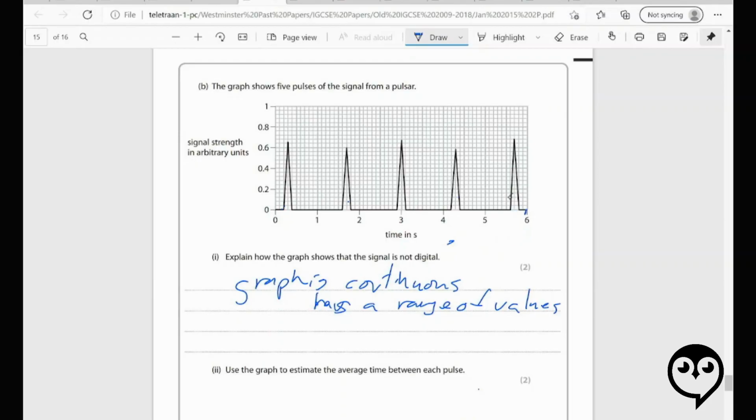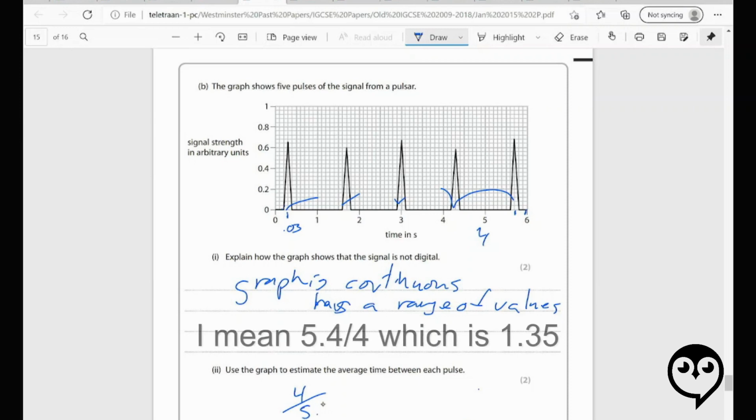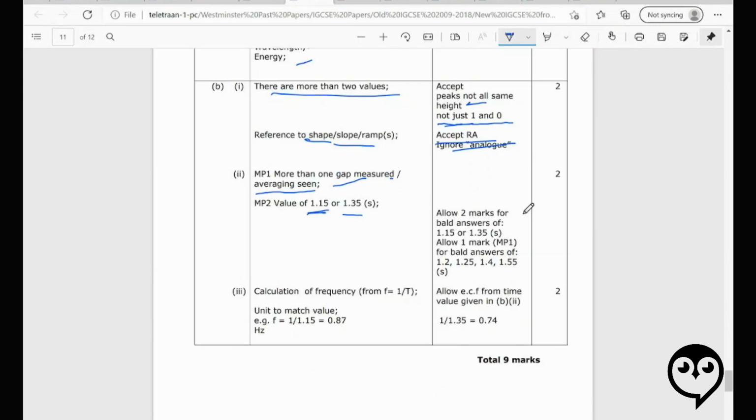What we should have done is said, hey, look, this is 0.3, and we're going to go 1, 2, 3, 4. So there's 4, and this goes all the way to 0.5. So there's 4 in 5.4, and 4 divided by 5.4. 2 marks for the bald answer. 1 mark, this or this, and so you can get some pretty bizarre numbers there, I suppose.